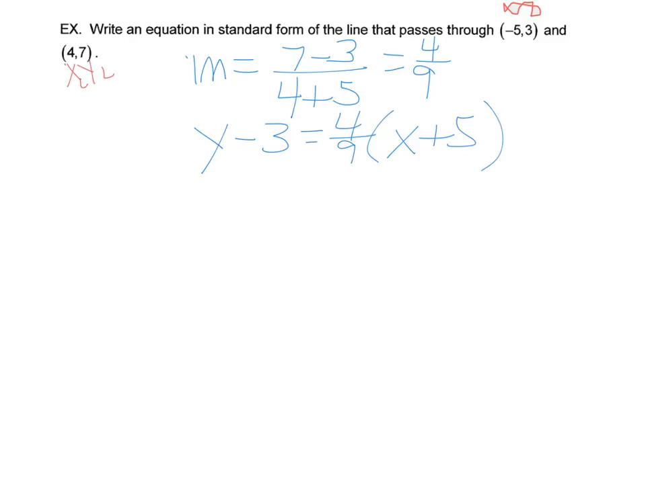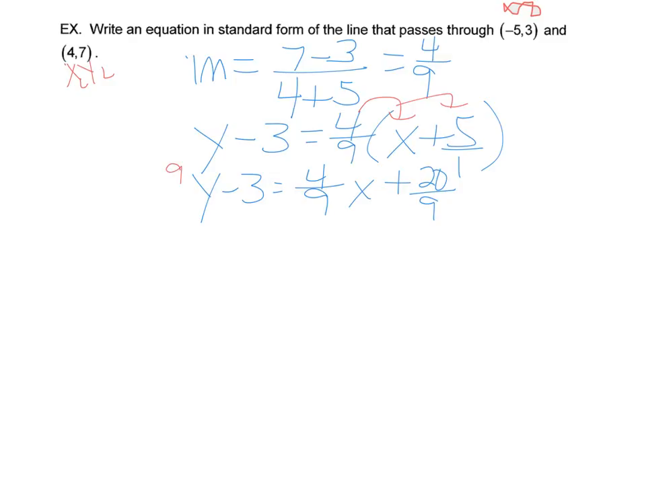After that, I want to get the x and y on the left, everything else on the right, so I need to simplify some things here. Distribute the 4/9. y minus 3 equals 4/9 x plus, and remember when you multiply fractions, you multiply tops and multiply bottoms. Standard form is you're not allowed to have any fractions, so this would be a good place to get rid of them. I can get rid of the fractions by multiplying everything by the common denominator, which is 9.